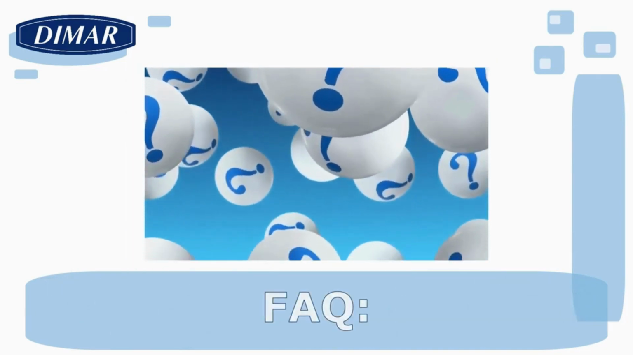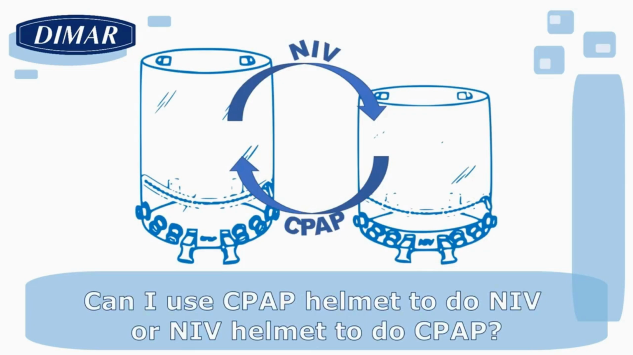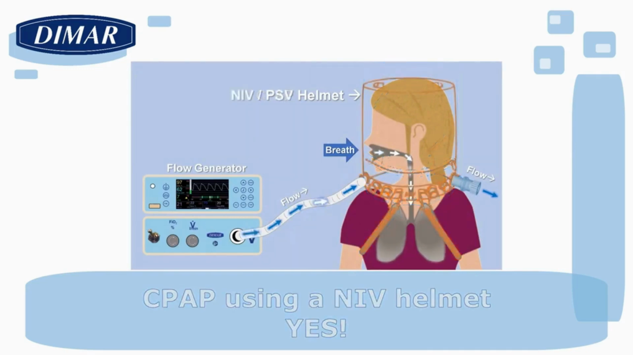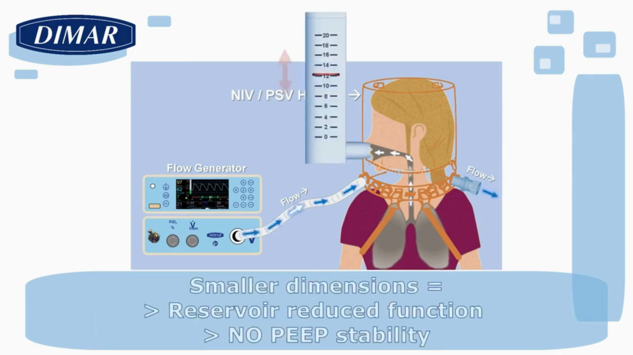Frequently asked questions. Can I use a CPAP helmet to do NIV or an NIV helmet to do CPAP? It is possible to provide CPAP using an NIV helmet. Remember anyway that you are sacrificing the patient comfort to favor a synchronization which is neither required nor needed. Moreover, the smaller dimensions reduce the reservoir function of the helmet and this might affect the PEEP stability.